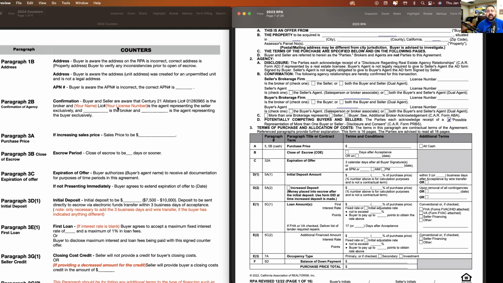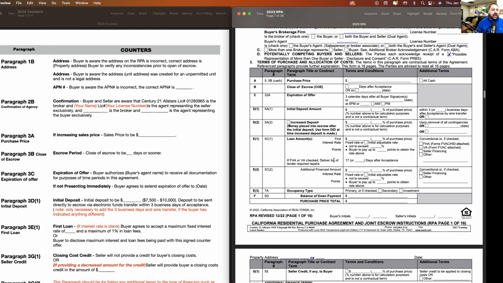Now, maybe it's just they left off the license numbers. You can just counter back, hey, buyer to be aware, the license number for broker is, license number for agent is, and confirm that agency that way also. Okay. Questions? No. All right. So, like I said, we go right in order. So the very next thing is paragraph 3A, that is the sales price. Now, if at that time we're going to counter the sales price, the offer price, we'll do it then, because we're just going to do it in order of what happens in the contract.